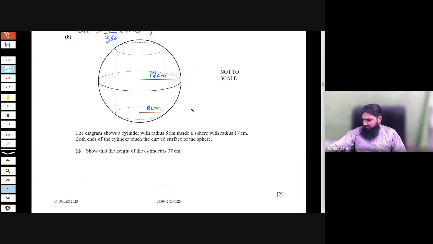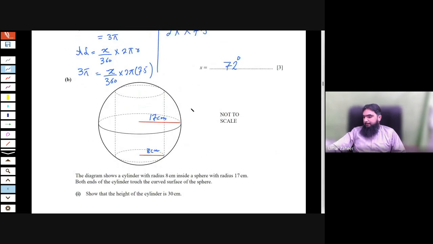It's just a 2 marks question. It is 17. We have this length will be 17 as well. If you join it here, this will be 17 as well.